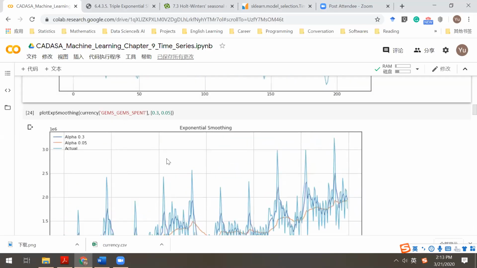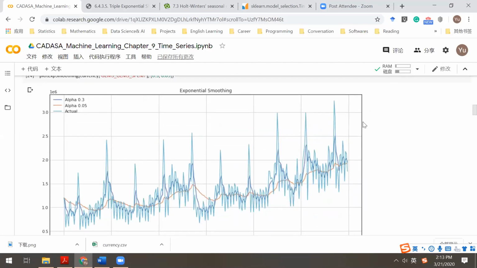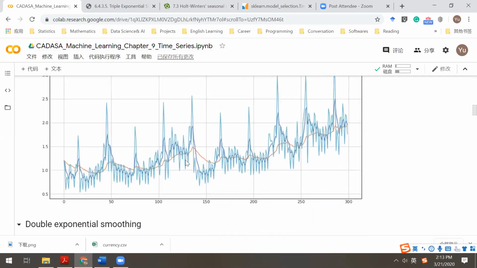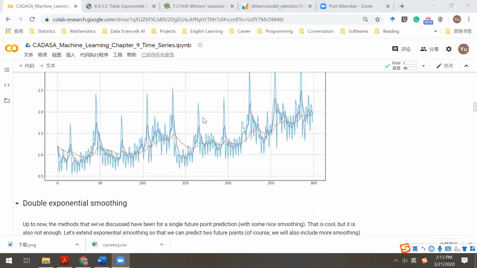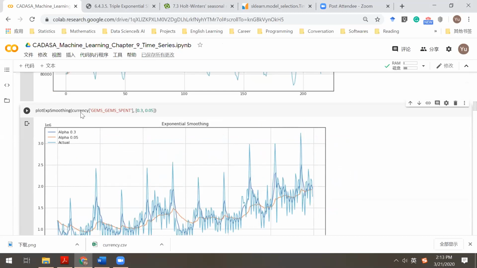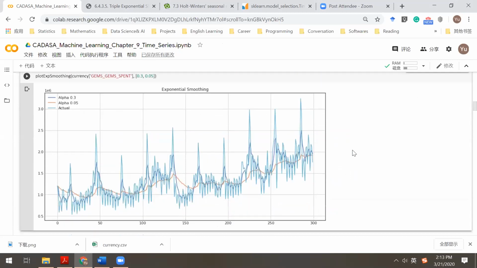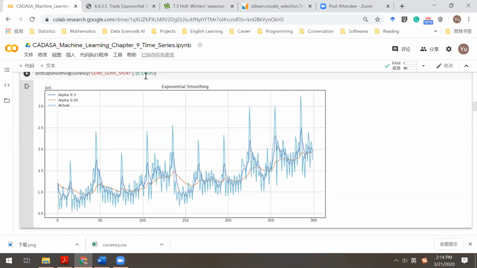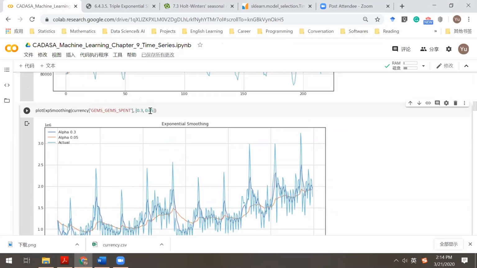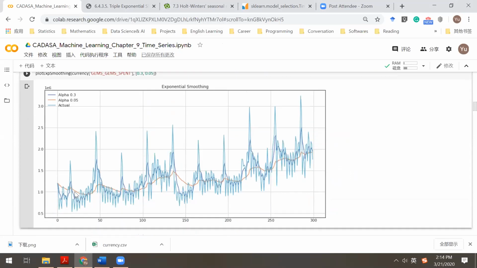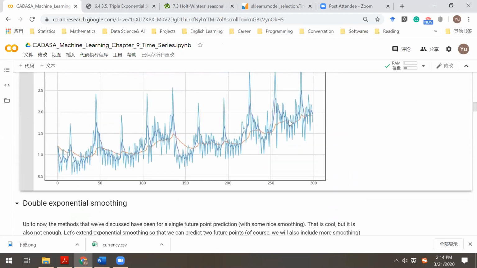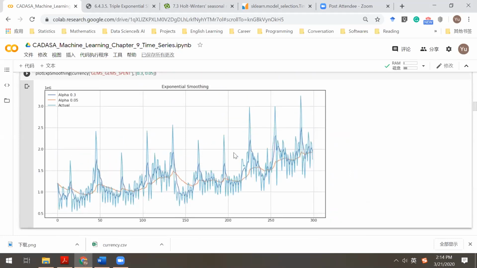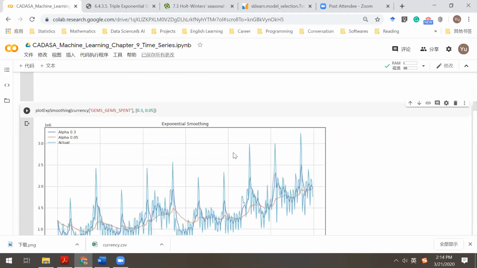And this plot shows... does my screen look too small? Oh, okay. This is another data set, and we use 0.3 and 0.05. We can see 0.05 is much smoother than 0.3. So this is exponential smoothing.